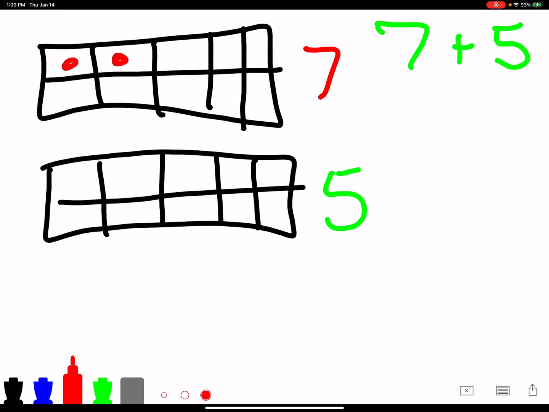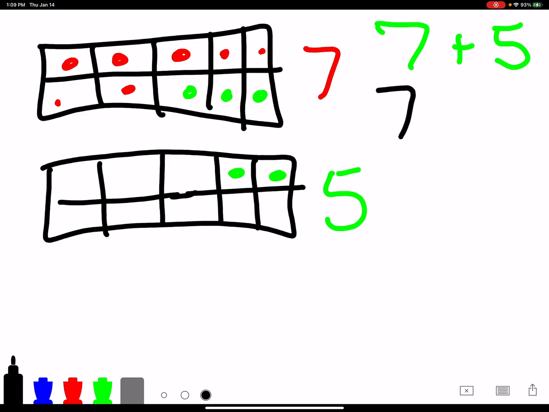So 1, 2, 3, 4, 5, 6, 7. We have 7 dots, and then below we have 5. 1, 2, 3, 4, 5. But what if I said I want to fill in the blank spots where the 7 is? How many blank spots are there? There's a total of 3. So we count 1, 2, 3. And since we put 3 green dots above, we take 3 away. 1, 2, 3. So this is what we did.